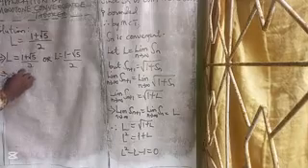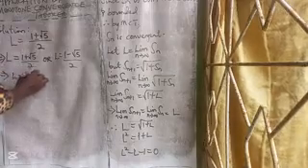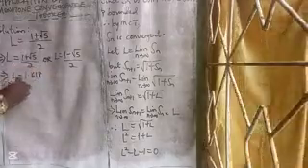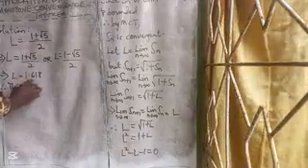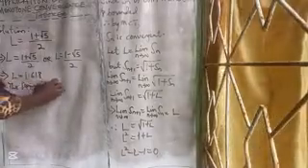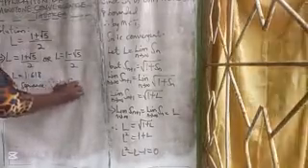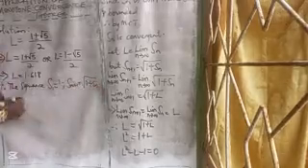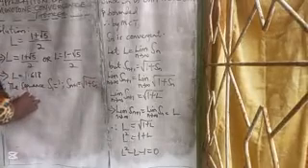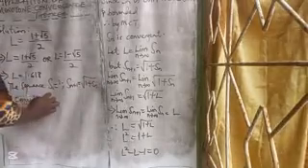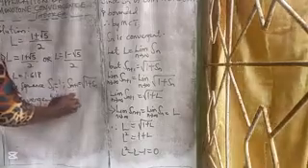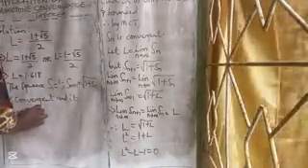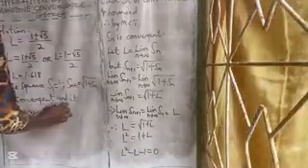That implies that L is 1.618. Therefore, the sequence S1 equals 1 and S(n+1) equals the square root of 1 plus S(n) is convergent, and it converges to 1.618.